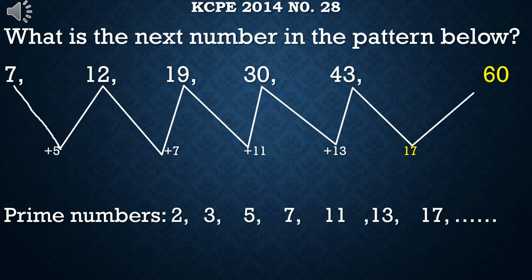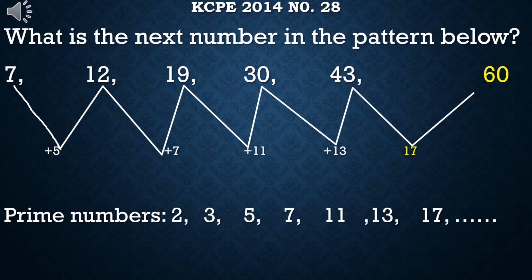Number 28, what is the next number in the pattern below? 7, 12, 19, 30, 43, then dash. To get the next number, we are supposed to check what is happening between the first and the second number. That is 7, we have added 5 to get 12.